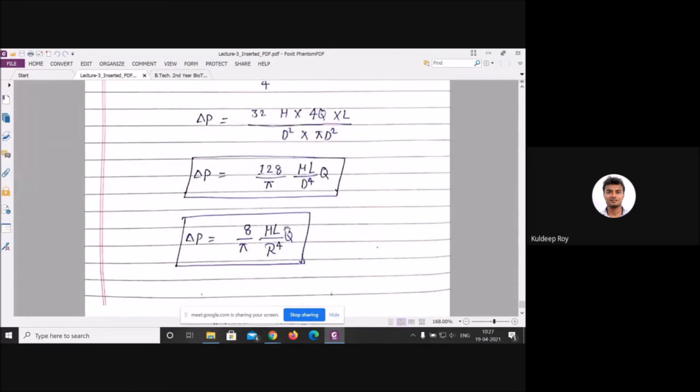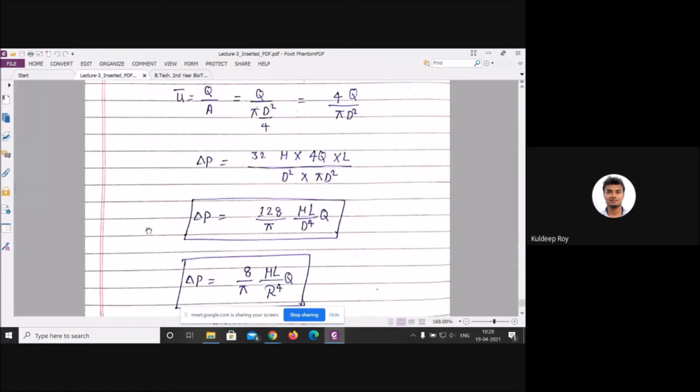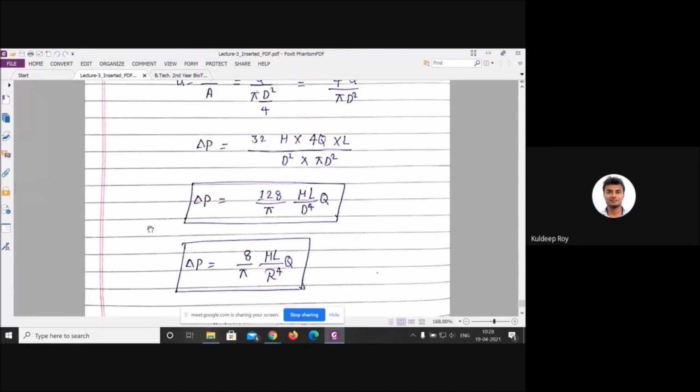Now if you search in Google, generally people use this formula: delta p equals 128 divided by pi multiplied by mu L Q divided by d to the power 4, and in terms of r square as well. This formula is called the Hagen-Poiseuille equation. If you want to determine the pressure drop in a flowing pipe, then you have to directly use the Hagen-Poiseuille equation. Okay, up to here for today.